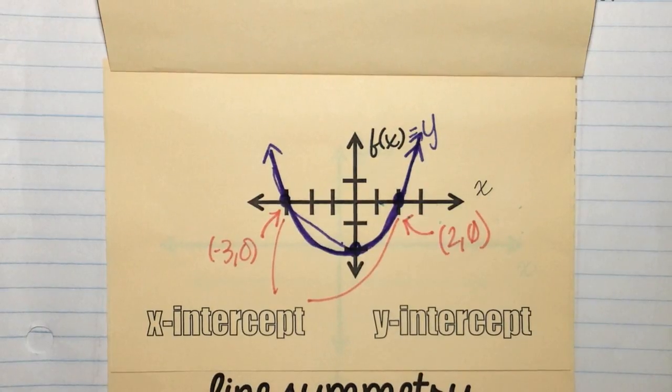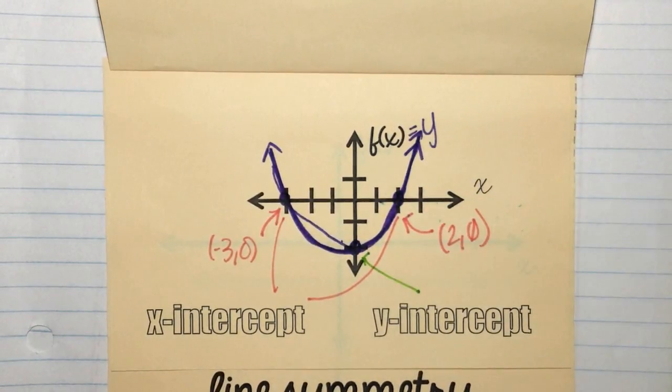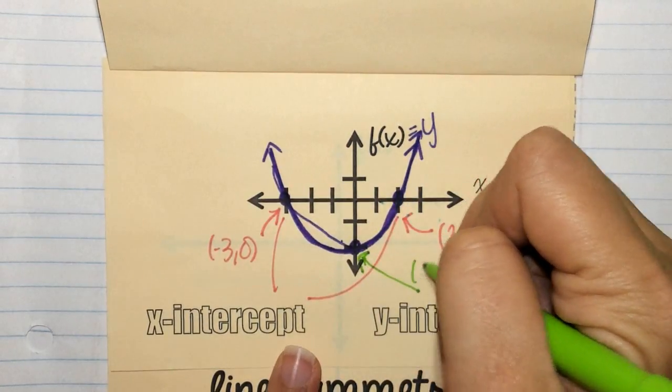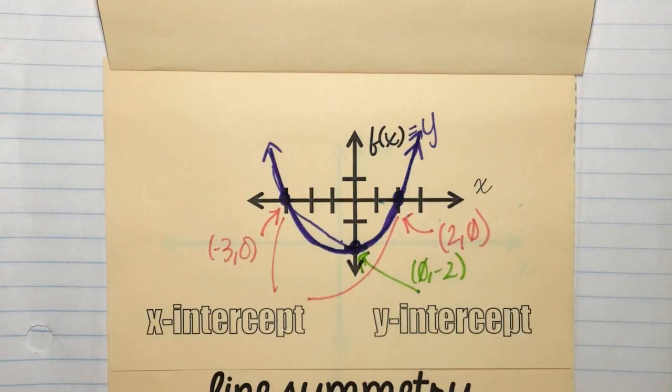Isn't it magic? How many y-intercepts do we have? How many? 1. It crosses the y-axis one time. And what's our y-intercept? 0, negative 2. Take a point. Also, y'all get a point because Michael answered twice on that.